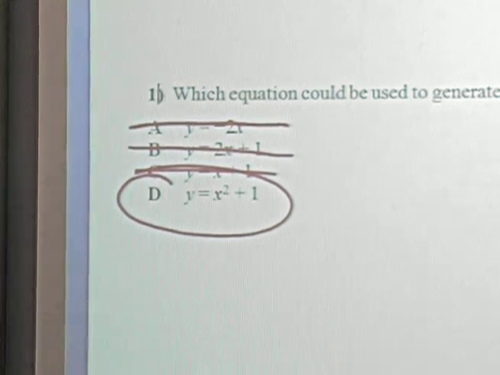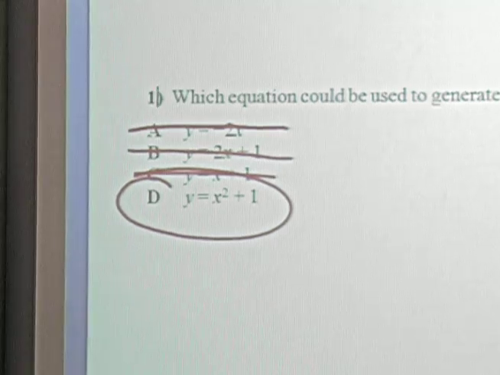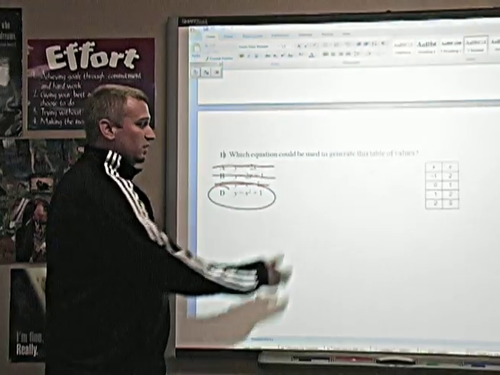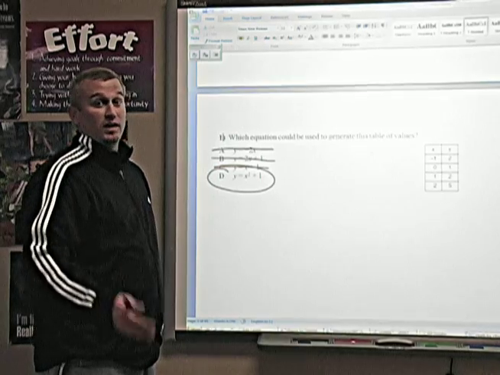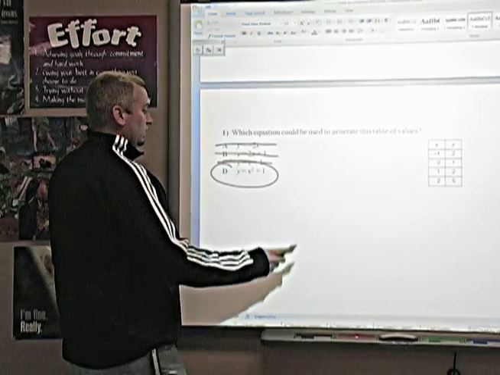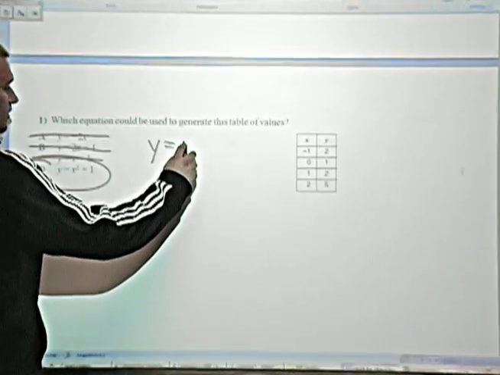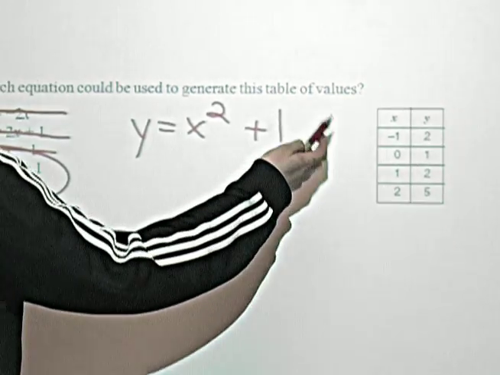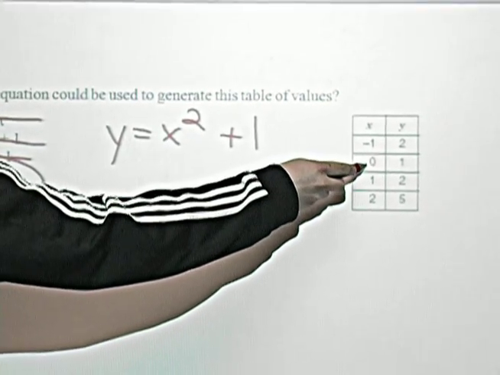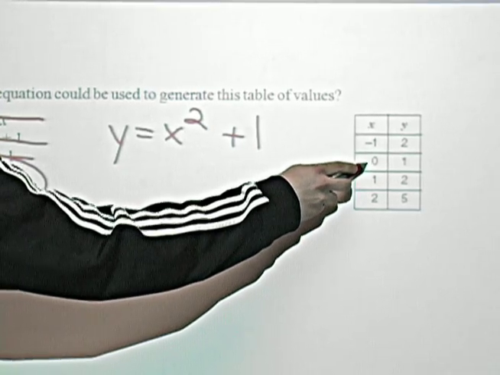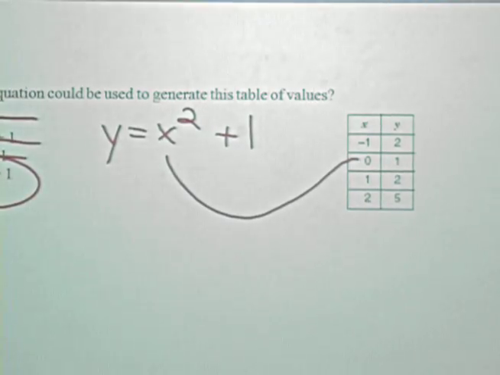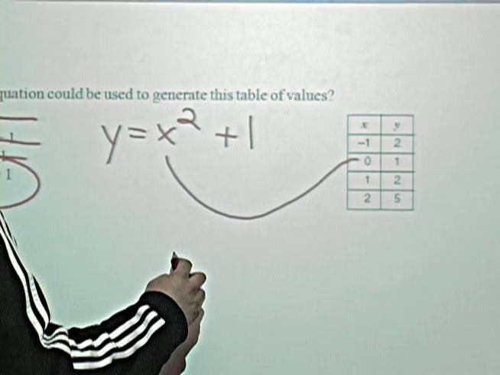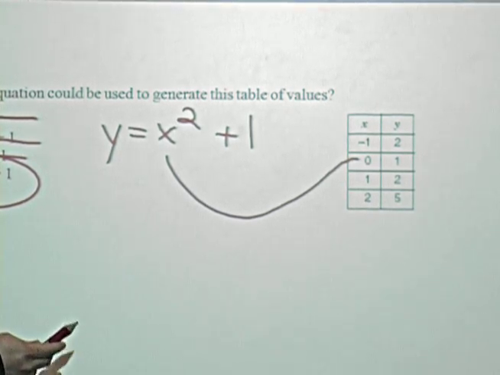If I do plug and chug and I don't have a calculator, I'm not going to go through A, B, and C, but I'm going to go ahead and plug in these values to pretend I didn't have a calculator. So in other words, I would have y equals x squared plus 1. I like to start with the number 0 for x because it's easy to work with. But I would do 0 squared plus 1 and I would get an answer of 1.